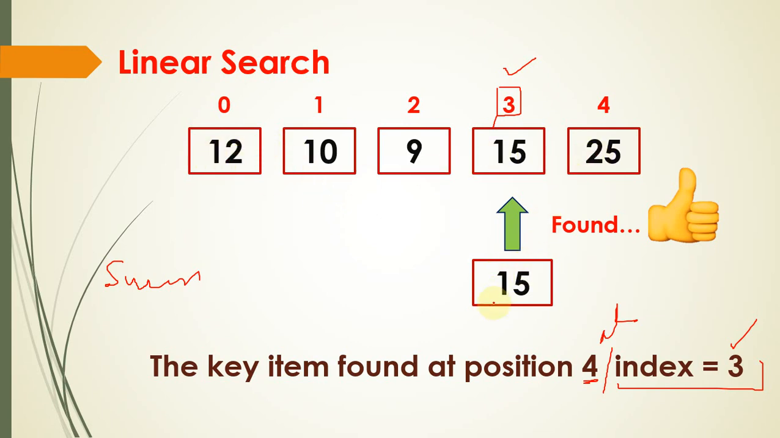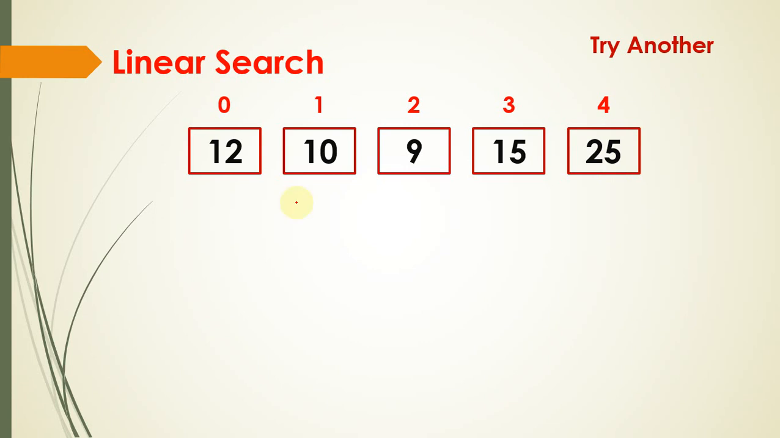So if the search item is 35, where is 35? It is not here, not here, not here, it is 25. The search is unsuccessful. So you will try. Say the search item is 35.